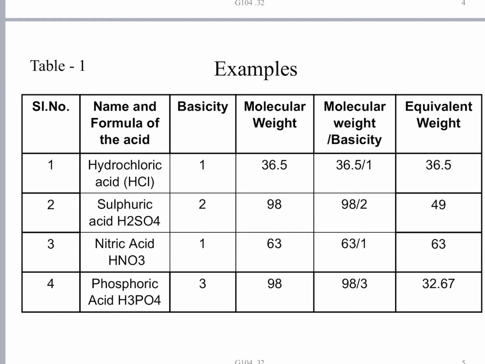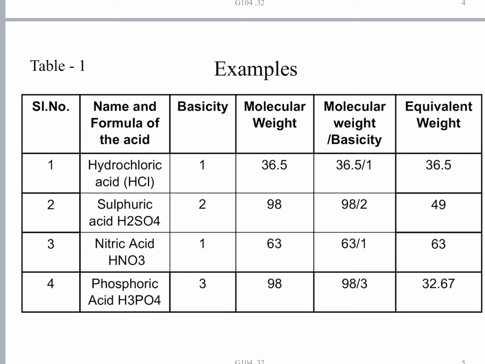Next, let us see another example of calculation of the equivalent weight of an acid, phosphoric acid. The formula of phosphoric acid is H3PO4. This H3PO4 ionizes as 3H+ ions and PO4 3− ions, the phosphate ion.